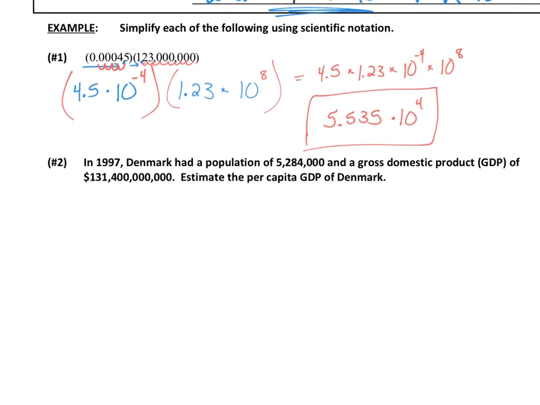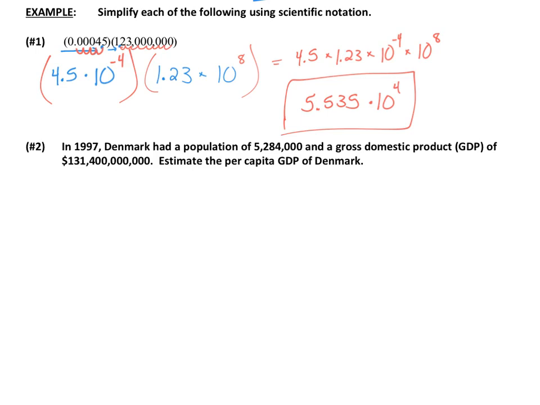And we will quickly run through the word problem. It says in 1997, Denmark had a population of 5,284,000, and the GDP was 131,400,000,000. Estimate the per capita GDP. So the GDP per capita would be GDP on the top, and it would be the population on the bottom. So the GDP is right here, the 5 million. Oh, excuse me. That's the population.